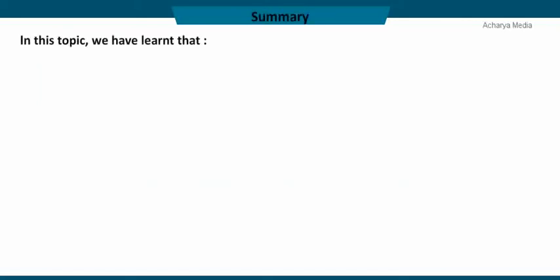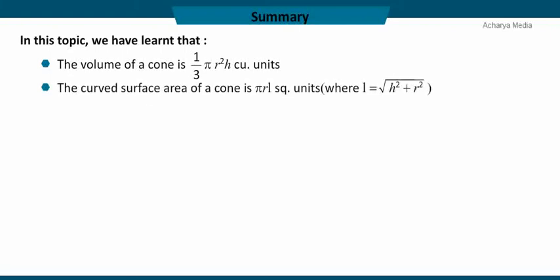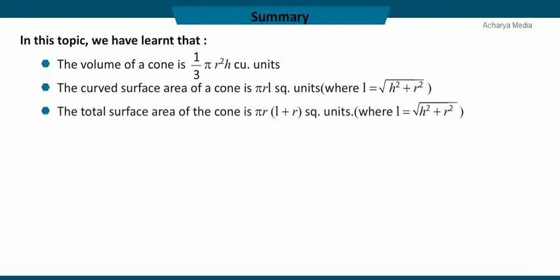In this topic, we have learned that the volume of a cone is 1 by 3 pi r squared h cubic units. The curved surface area of a cone is pi r l square units, where l is equal to root of h squared plus r squared. The total surface area of the cone is pi r l plus r squared units, where l is equal to root of h squared plus r squared.